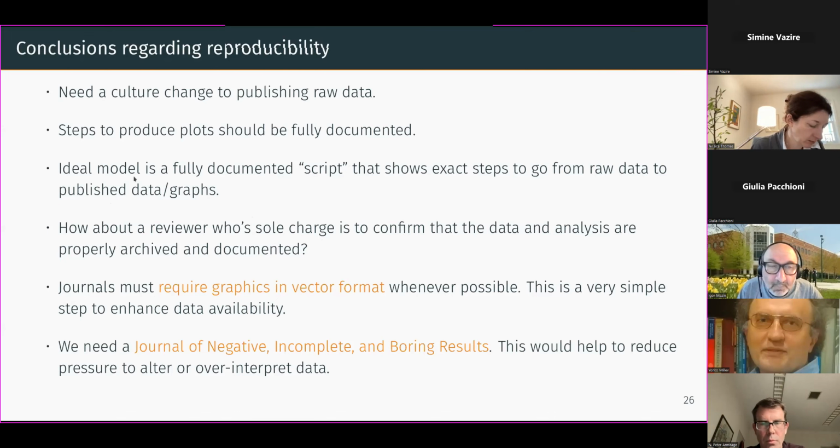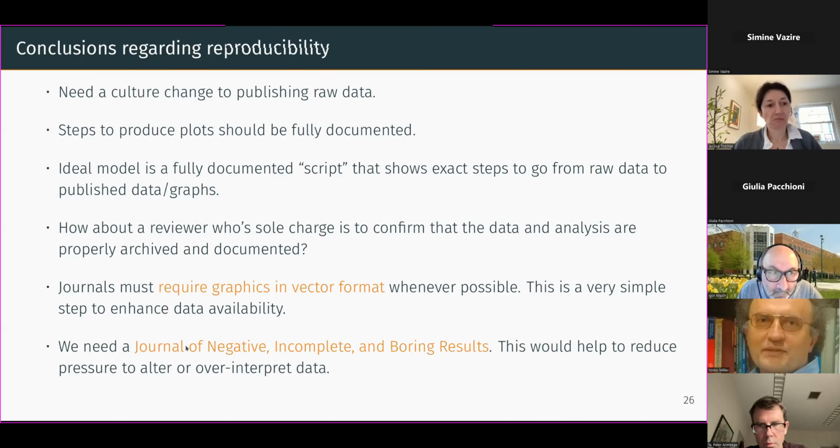So those items are rather difficult to implement. One that's very easy to implement is that journals should require graphics to be submitted in vector format whenever possible. This is a very simple step that requires little additional effort. Most journals have a statement that this is true, but if you actually look through those journals, you find that relatively few plots are actually presented in vector format.